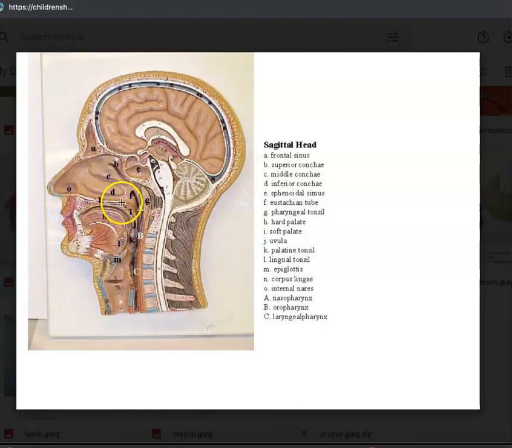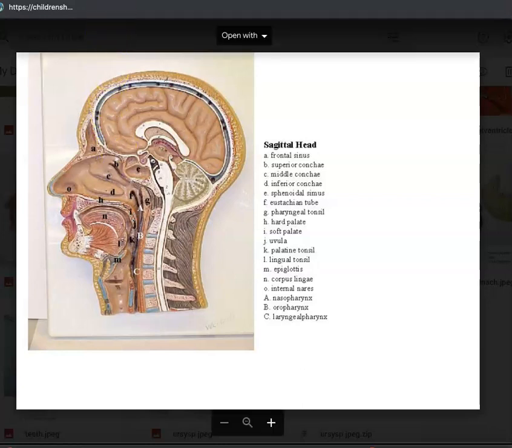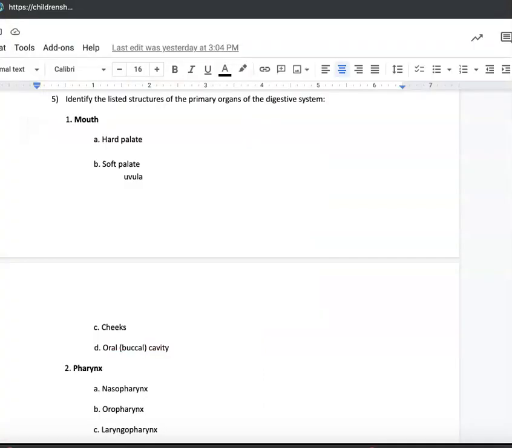So hard palate, whole thing is soft palate. If I put the pointer at the very tip, then I'm looking for the uvula. If the pointer is in this region, then I'm looking for the soft palate. The last things you need to know on this model are, and let's look at the lab here.